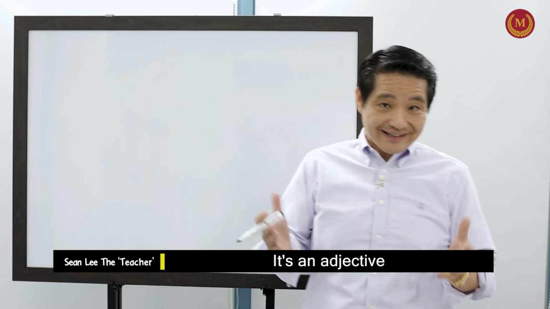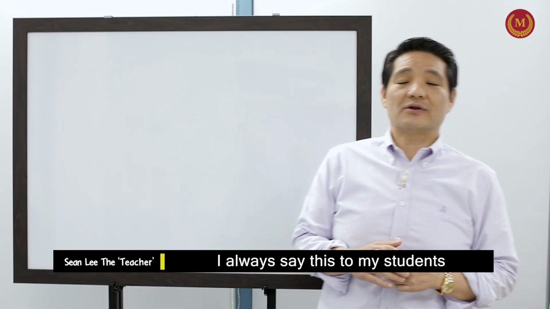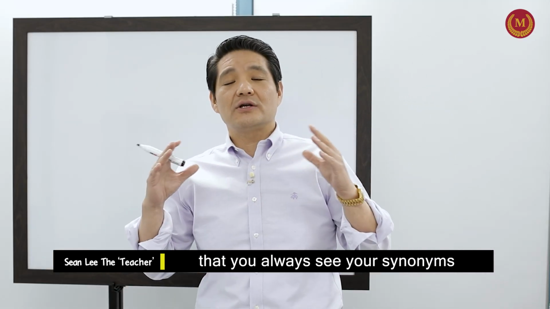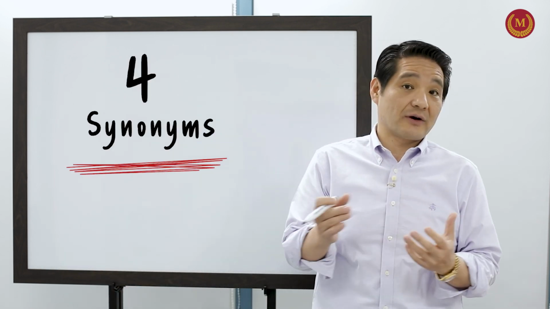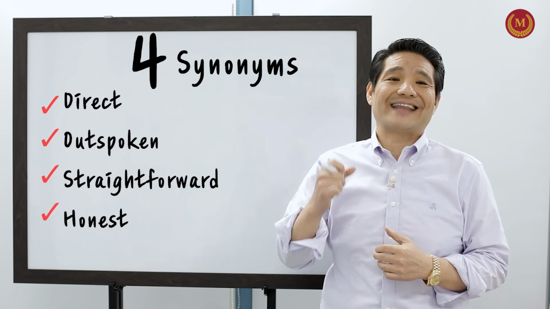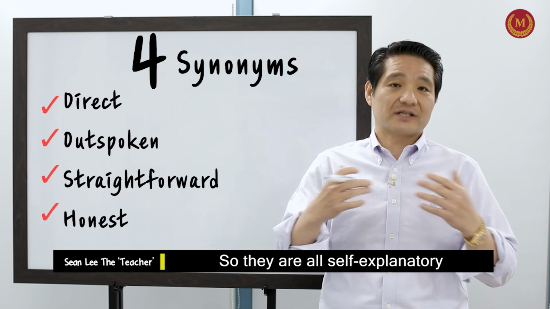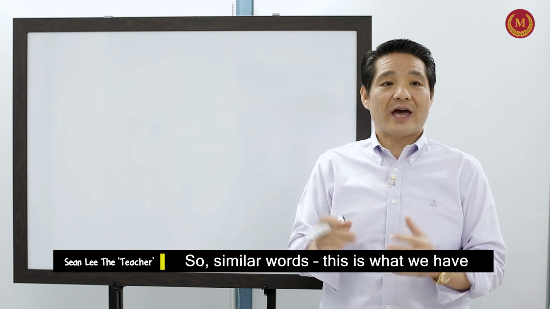Definition says it's an adjective. Definition says within parentheses, as you can see, of a person or their manner or speech, direct and outspoken, straightforward and honest. I always say this to my students that you always see your synonyms within your definition. So here we have 4 synonyms, right, within the definition. Direct, outspoken, straightforward, and honest. So they are all self-explanatory, these words, right? Simple words.